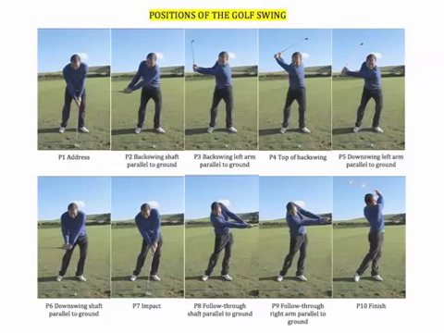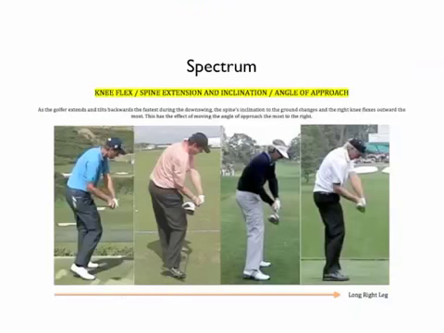So there are two things which we can do once we know these 10 positions. The first thing is that we can build a spectrum. So a spectrum would be a sequence of golfers on a page from left to right, all in the same position. So here we've got a spectrum of golfers at the P6 position, which is when the shaft is parallel to the ground in the downswing.